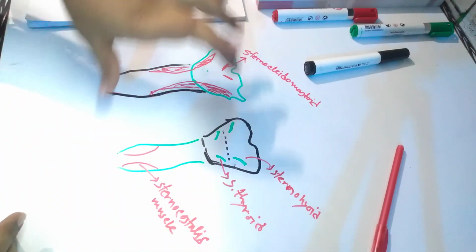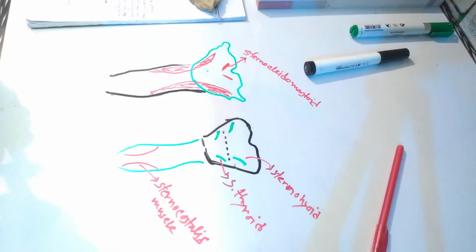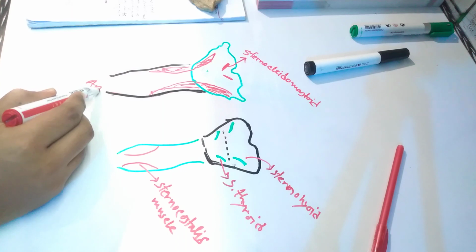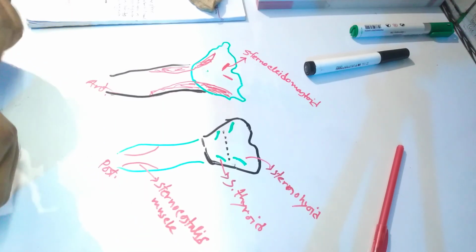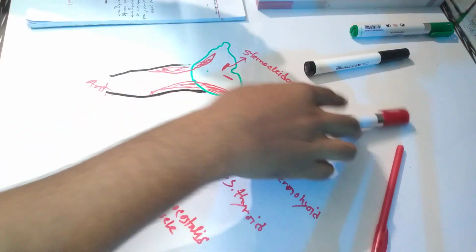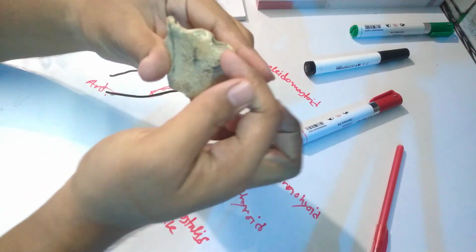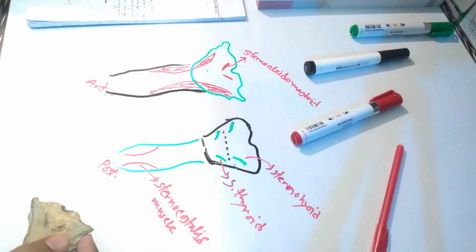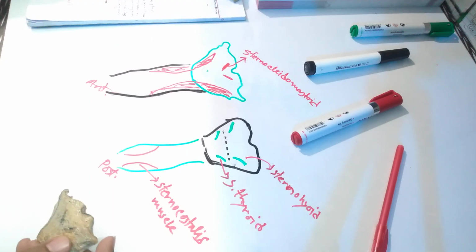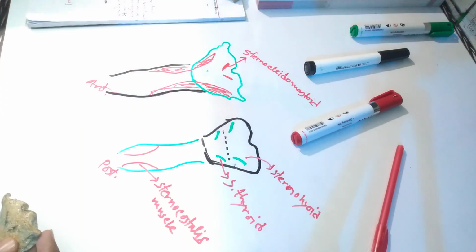Here we see the attachment of anterior surface and posterior surface. This is the anterior surface and this is posterior surface. The attachments of the anterior surface are here in this position. Below the jugular notch, the attachment is sternal head of sternocleidomastoid muscle.